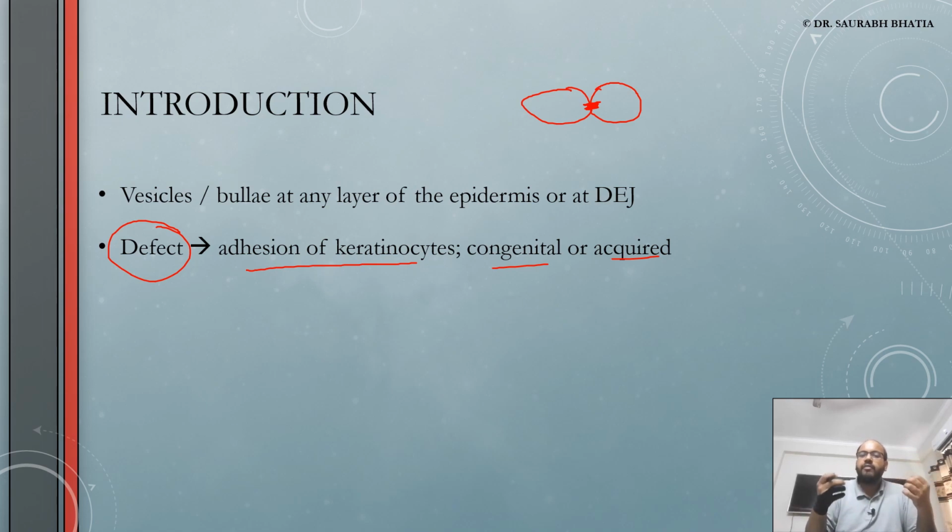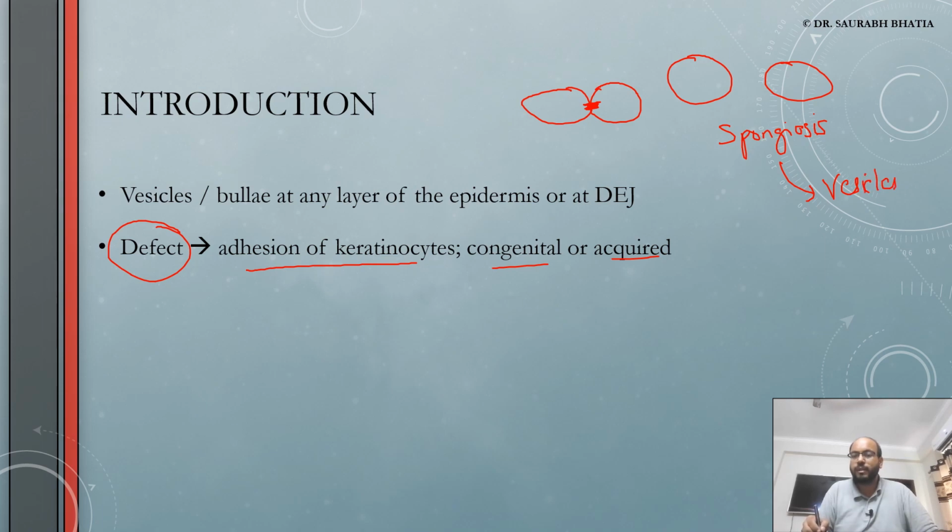Okay. If there is any defect in the attachment molecules, the cells will get separated from each other. And when they get separated from each other, they will lead to formation of spongiosis or the look of spongiosis. And when this spongiosis is large enough, it will form vesicles, large enough to cause a split. So you have a split to form a vesicle. And if it's larger, it becomes bulla.